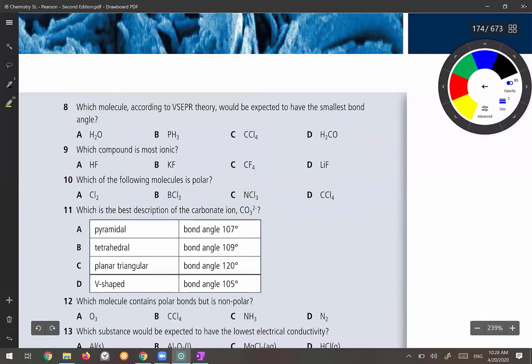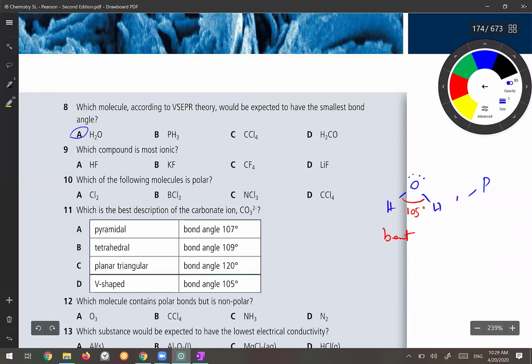Question number 8 says which molecule according to the VSEPR theory would be expected to have the smallest bond angle? So which one do you think has the smallest bond angle? A, H2O. Okay, so you have to draw the Lewis structure to predict what would be their angle. So you know that for the water, the Lewis structure is like this. The molecule is bent, and electronic geometry is tetrahedral, but it has 2 lone pairs, so the molecule becomes bent and the angle decreases to 105.